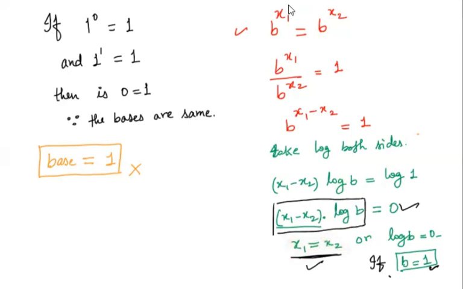In other words, if x1 is equal to x2, then log b also is not necessarily equal to 0. Then the base could be different. So for this reason, we say that when the base is equal to 1, 0 is not equal to 1, because this is not a necessary condition. Because when b is equal to 1, log 1 is equal to 0. So x1 equal to x2 is no more required. It could be different also. Are you getting it?